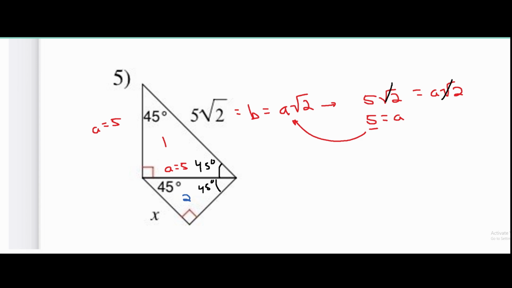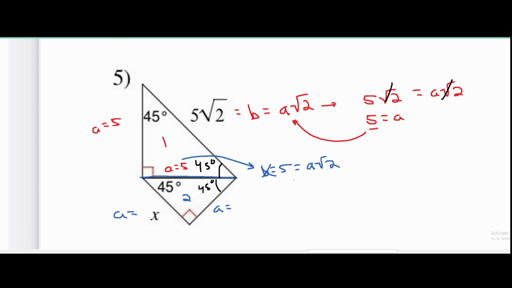Now we need to find our a's for the second triangle. So we have a is equal to x, and we also have a is equal to blank because we don't know what it is yet, nor do we know what our x is. Well, this side that we just found to be a is equal to 5 is also b for the second triangle. So for our second triangle, b is equal to 5. And from our formula, we also know b is equal to a square root of 2.